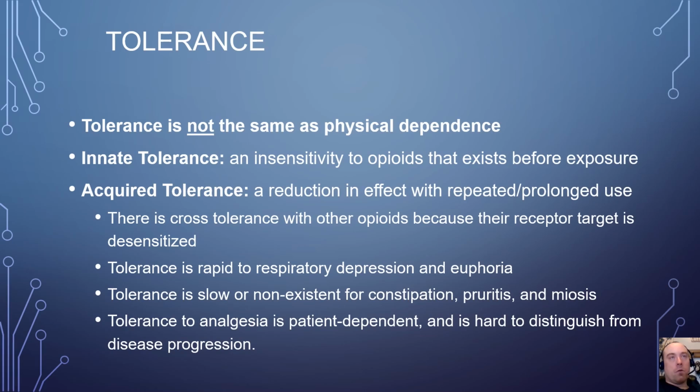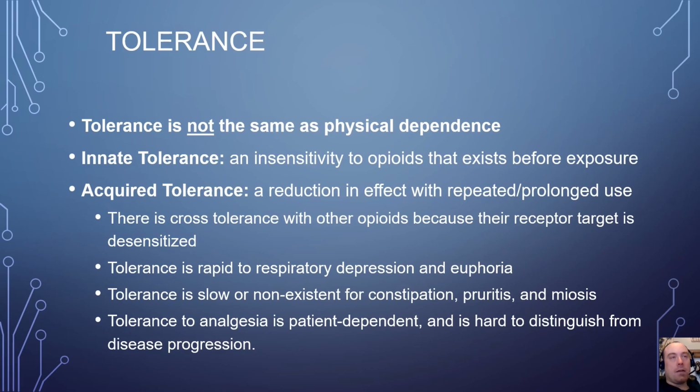Now we're moving on to tolerance. Please remember that tolerance is not the same as physical dependence. They're very similar, but tolerance means that the effects of the opioid are wearing down or getting weaker and weaker. Physical dependence means you depend on the drug because if you stop it, you'll have physical symptoms or side effects that are really bothersome or detrimental. So there's a big difference there.